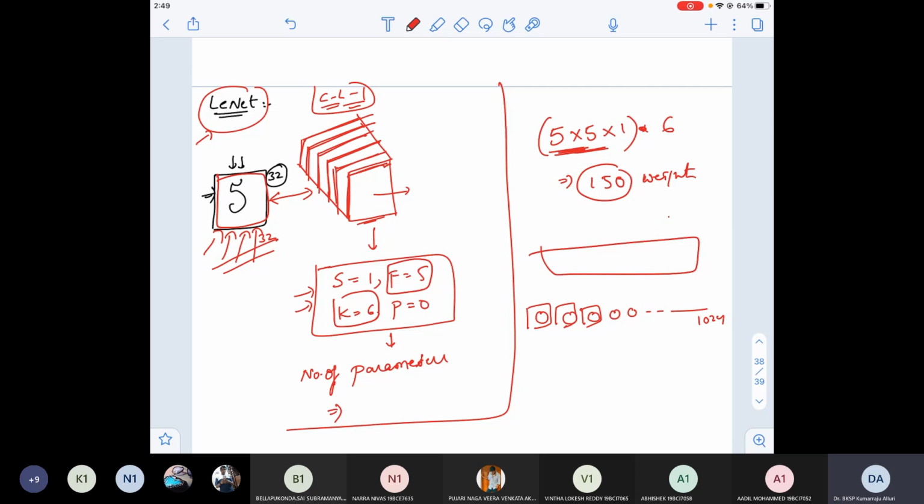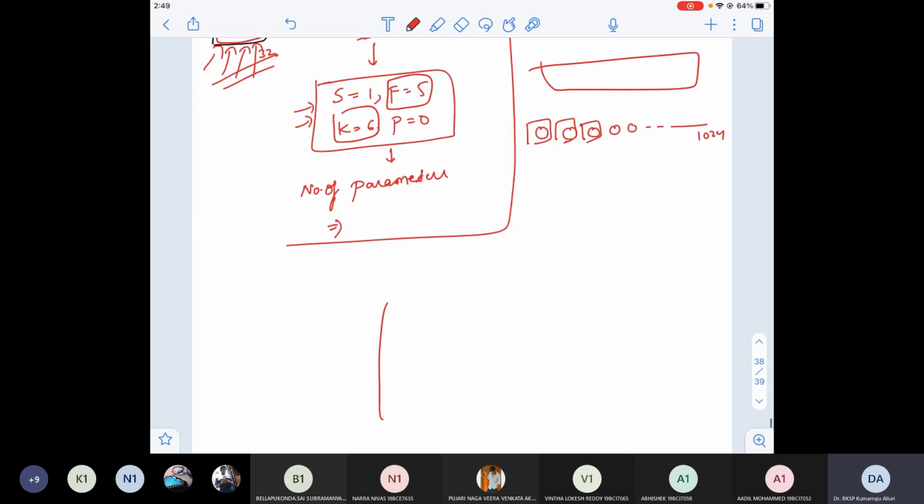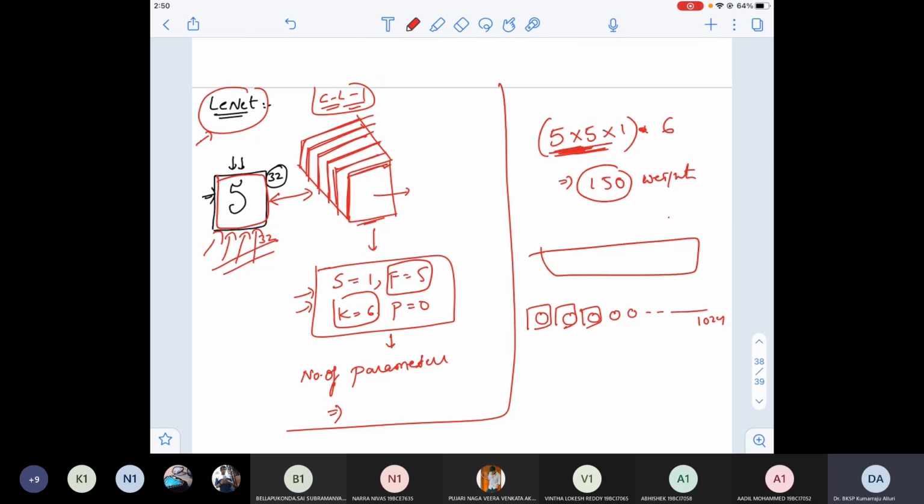Even though I have many convolution operations, the same 5 by 5 filter is used across the entire image. Once I have selected a 5 by 5 filter, I'll use the same 5 by 5 filter to do the convolution operation across the entire image. So how many such 5 by 5 filters are there? 6 filters of 5 by 5. So totally 150 weights are sufficient to represent these particular connections.